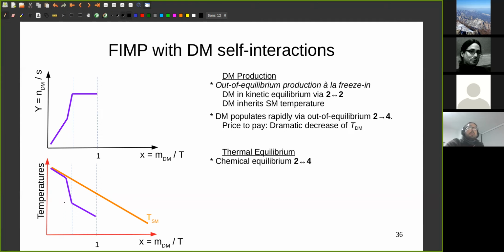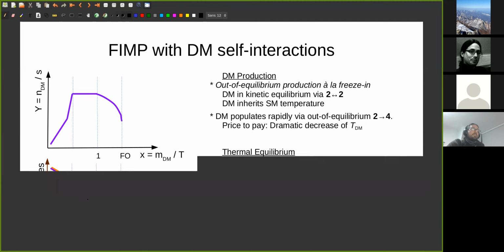And at some point we reach chemical equilibrium, meaning that 2-to-4 and 4-to-2 reactions both happen, and happen at the same rate. So we reach a plateau, it's equilibrium. So again, the two sectors are relativistic. The two temperatures scale like 1 over the scale factor, as relativistic particles.